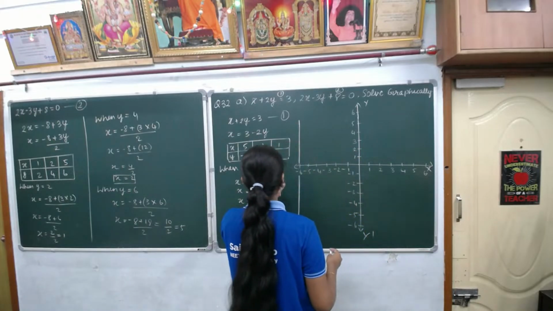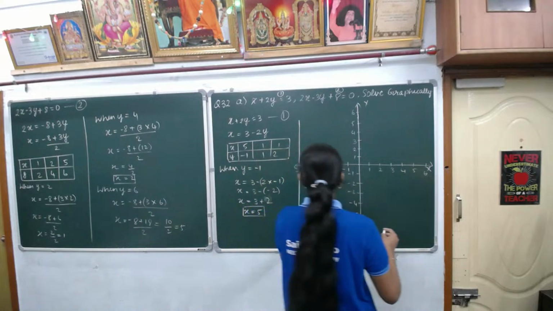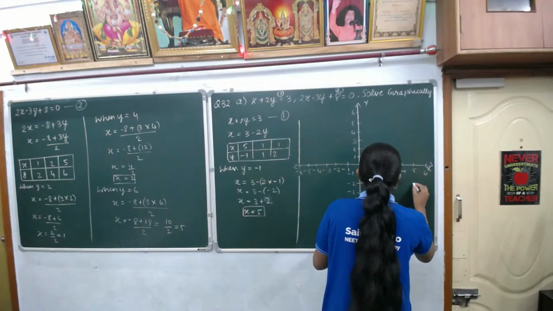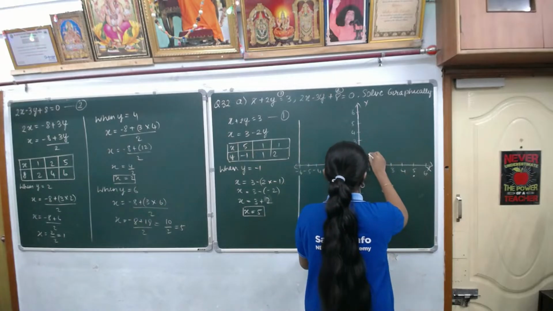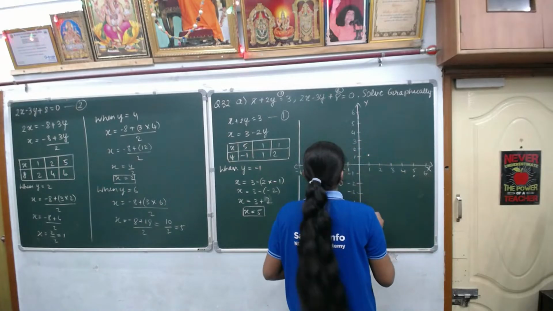So the solutions for the first equation are (5, -1), which is here, and (1, 1), and (1, 2).